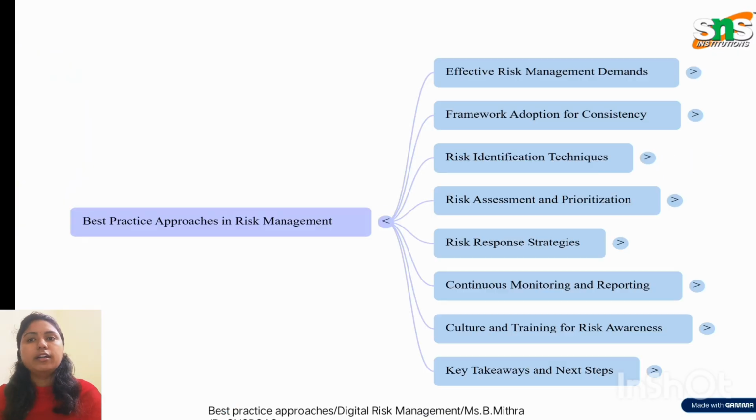So here each and every organization identifies, assesses, and mitigates risk systematically with the help of best practice approaches. Next, approaches in risk management: effective risk management demand means that each and every organization is facing certain demand factors. In those cases, best practice approach can help the organization to overcome that demand. So effective risk management demand is one of the major points here.